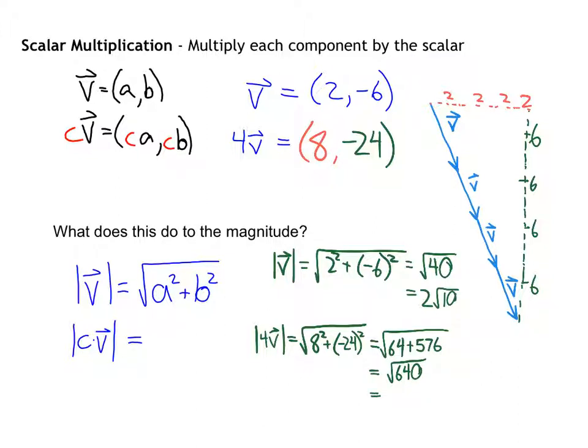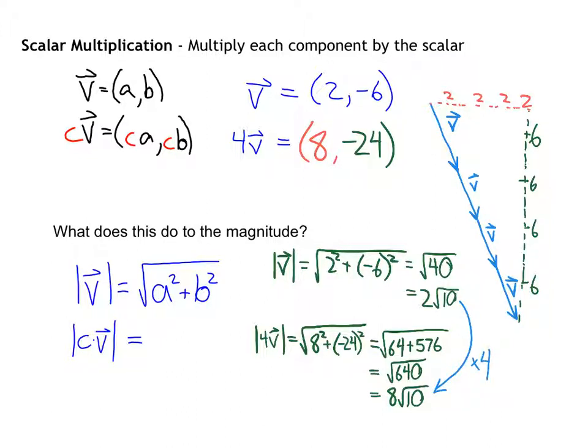Okay, and if I reduce that, 640 is 64 times 10, and the square root of 64 is 8. So this is 8 root 10. Well, what's 2 root 10 times 4? Not a trick question. What's 2 root 10 times 4? 8 root 10. Okay? So look, what we end up doing here is we simply multiply by 4.